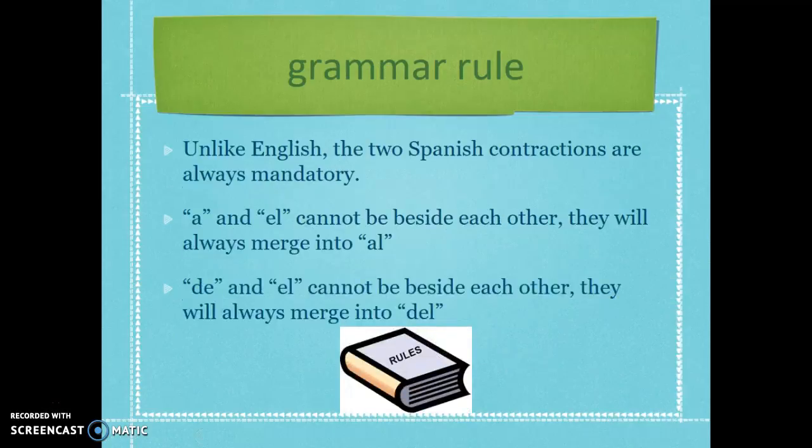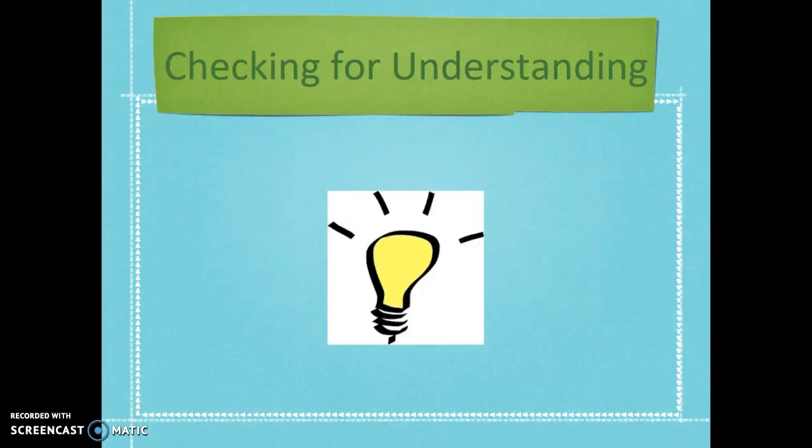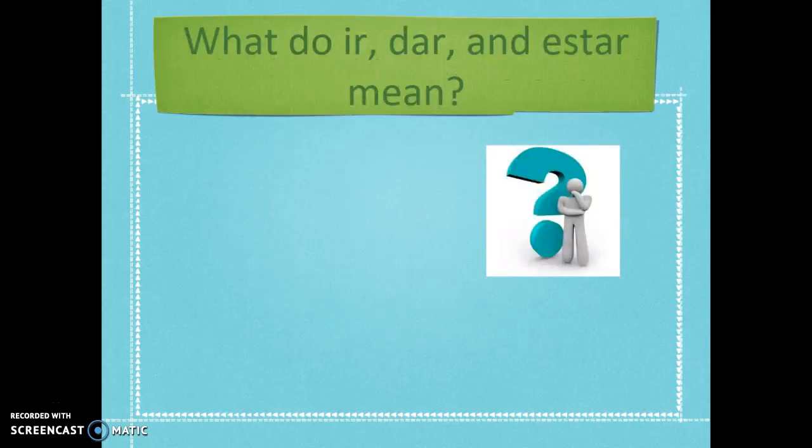Okay? Now, unlike English, the two Spanish contractions are always mandatory. A and el cannot be beside each other without merging into al. And in the same sense, de and el can never be beside each other. If they are, they have to merge into del. So keep that in mind. Okay? So those are the 4 points I wanted to talk to you guys about that we will discuss more in clase. But let me just ask you a few questions, see if you can answer them without looking at your notes. Let's try that.